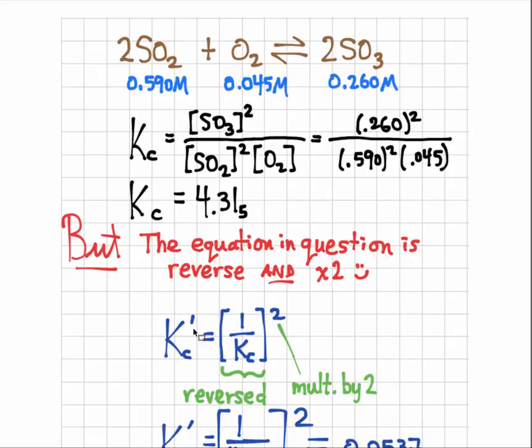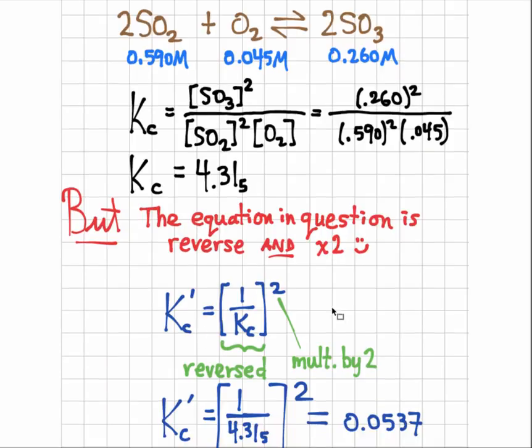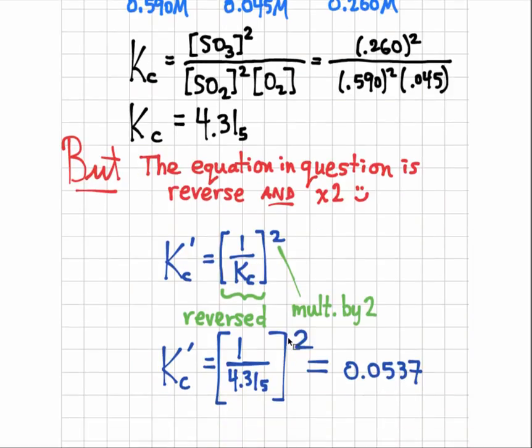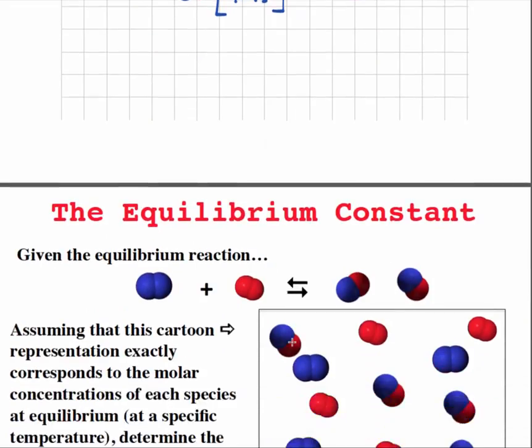and doubled. So when everything's multiplied by 2, I take the square. I took the reciprocal to reverse the equilibrium equation, and if it was doubled, I square that value. So what's the reciprocal of 4.315 squared? Small. Interesting. I'll leave it at that.